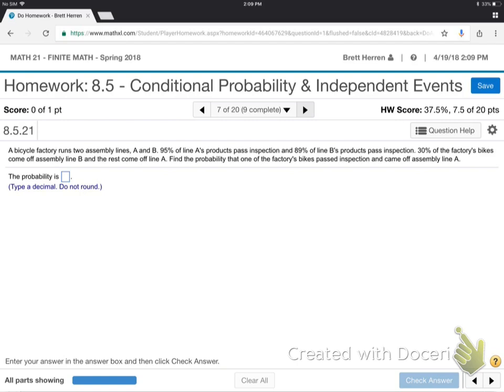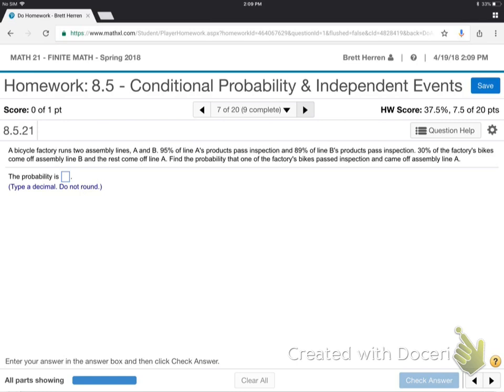Ooh, that's a tricky question. Probability is not easy. Do you know what tool you want to use on this one? This one's calling out for a tree.